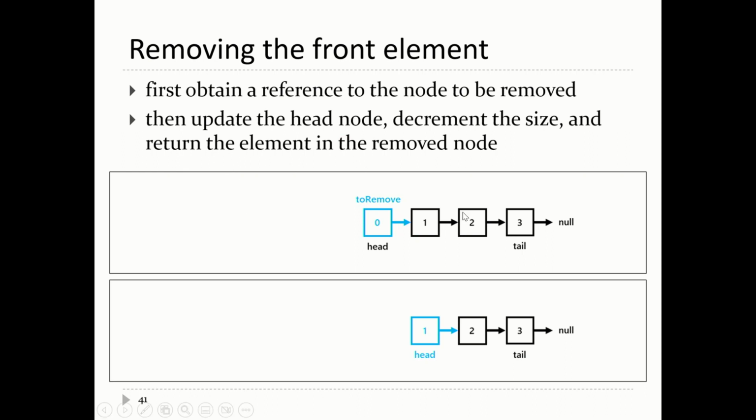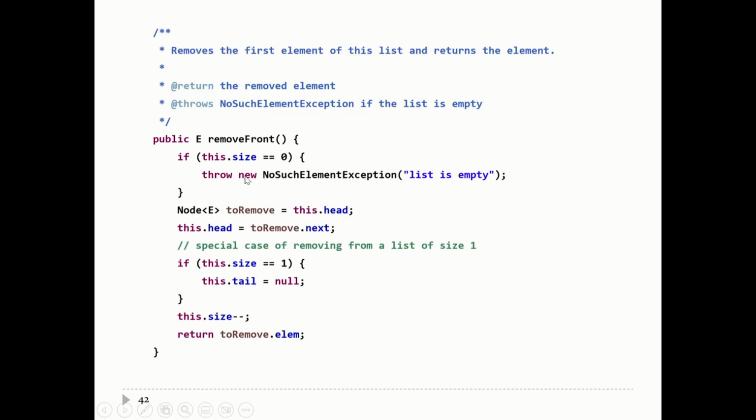Right? And so to remove the front element, we'll start out with the special case. So if the list is empty, then you can't remove the front element. Otherwise, get a reference to the current front element of the list. So that's just the head node. Update the head node so that it points at the next element in the sequence. So this.head equals this.head.next. Either one is fine.